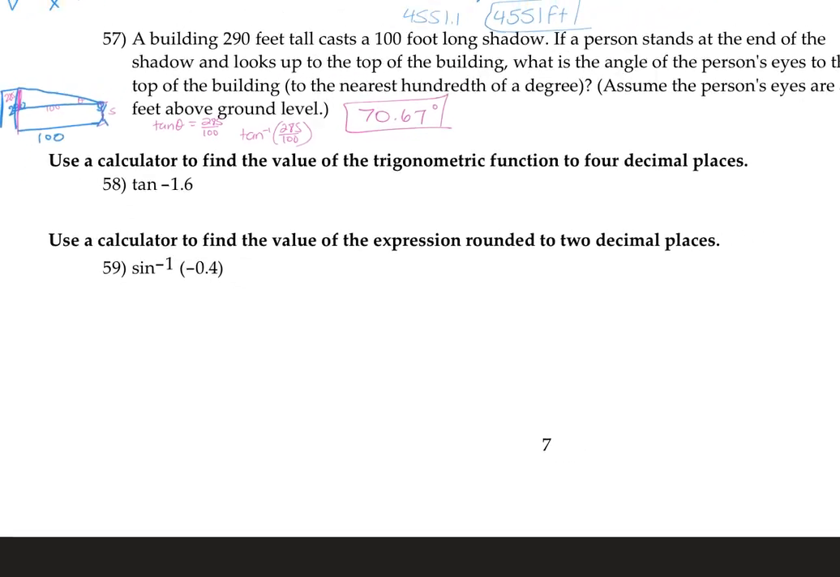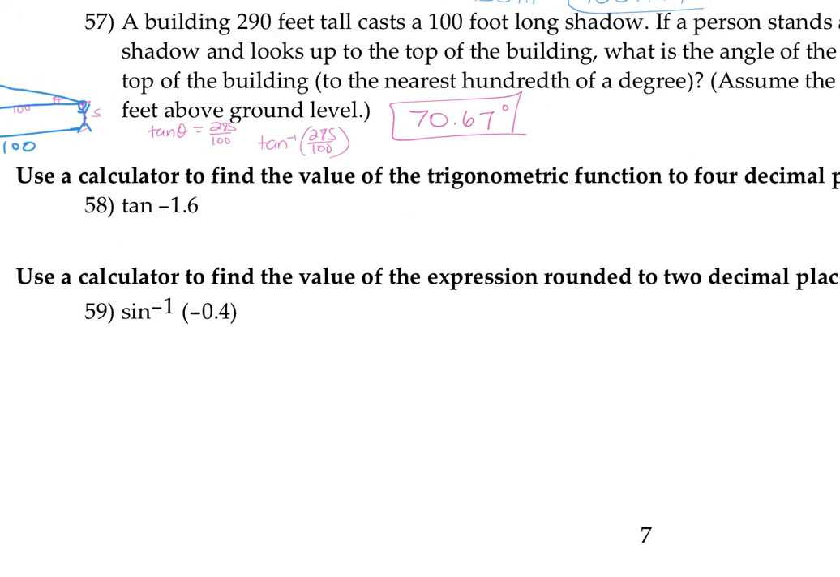All right, the last two, save the easiest for last, are just the calculator. Here we're finding the tangent of negative 1.6. That is in radians because there's no degree symbol. So I just do tan of negative 1.6, and I get 34.23252, which says to round to 4 decimal places, so it stays this.